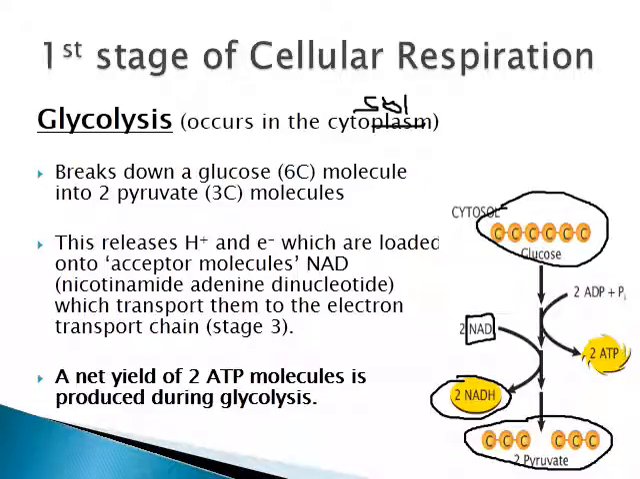So in total, glycolysis breaks glucose down into 2 pyruvate. That enables the production of 2 molecules of ATP, and it also enables the production of NADH as an output. The ATP will get used by the cell. The NADH will travel to the electron transport chain.